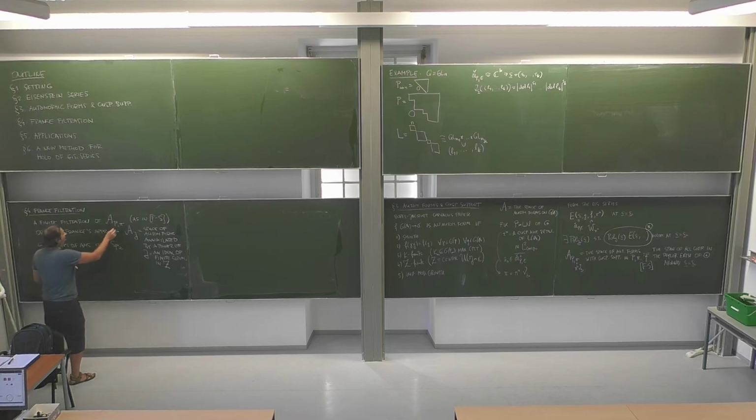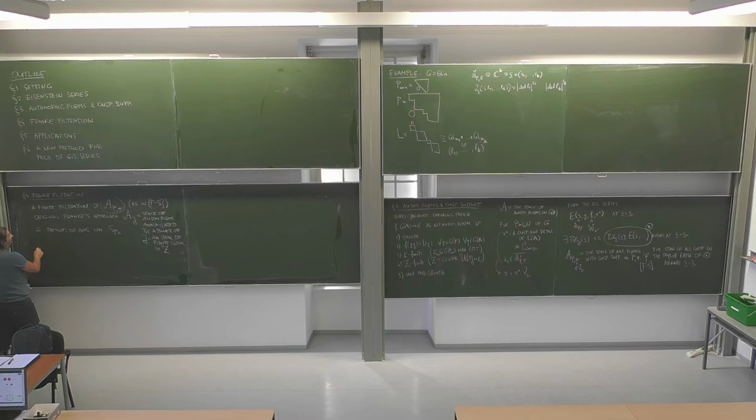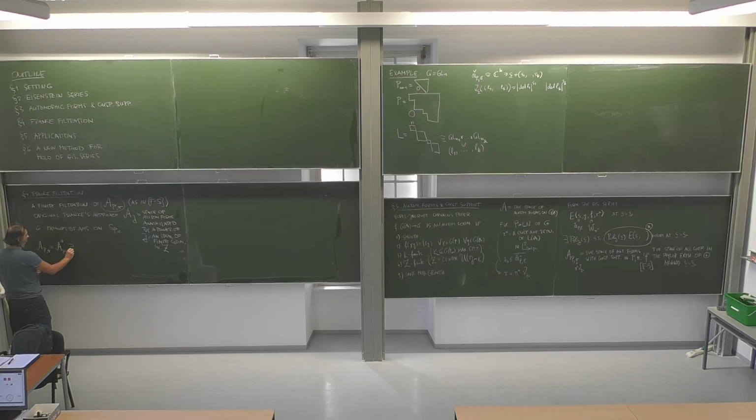Okay, but let me go back now to this space that we are now interested in. So the Franke filtration is some kind of finite filtration. I will just make some notation for it. So let's start with A_P(π_0) to be the full space, and then go down, and then L will be the length of the filtration, L plus 1 in fact.